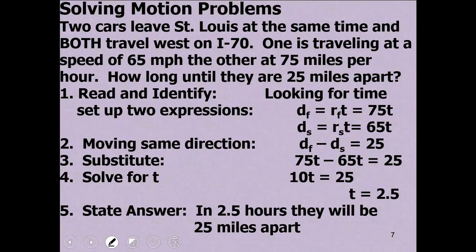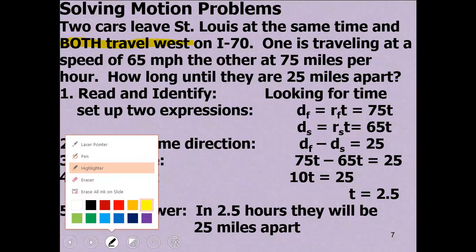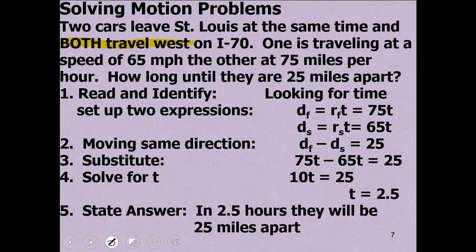So let's try this. I have a lot of this worked out for you. Let's read through it and see where all these pieces come from. Two cars leave St. Louis at the same time, and they both travel west. Would these cars be traveling in the same direction or in opposite directions? Hopefully you said the same direction, because they're both traveling west on Interstate 70, headed to Mizzou. Make a note that this is traveling in the same direction.